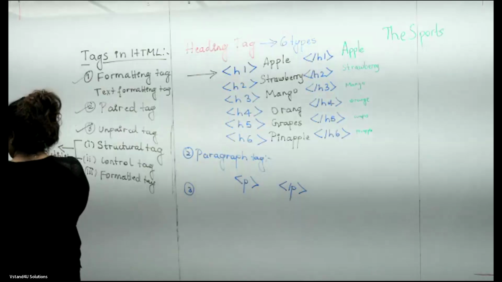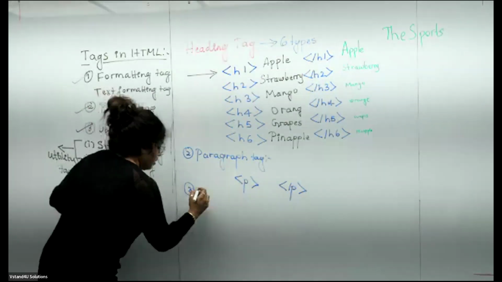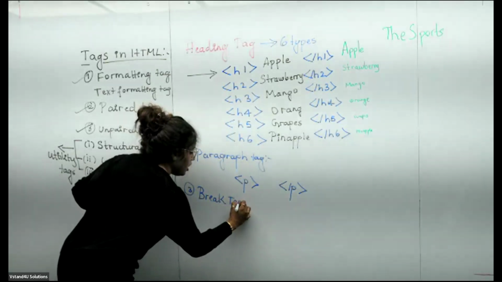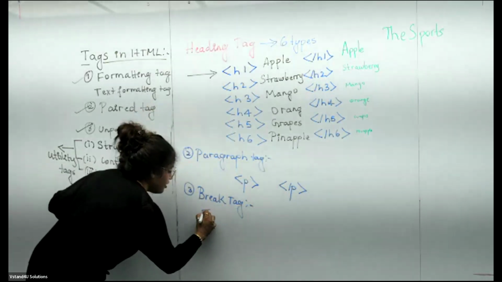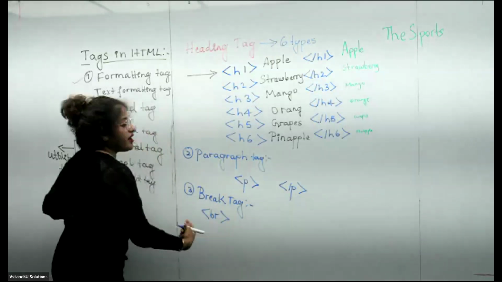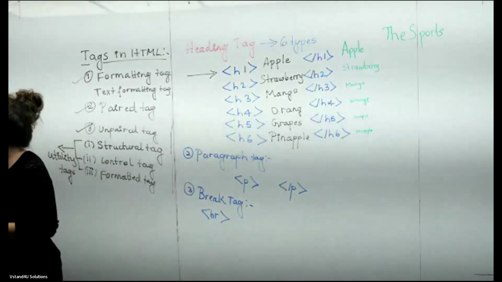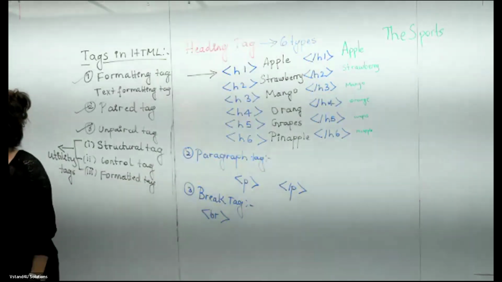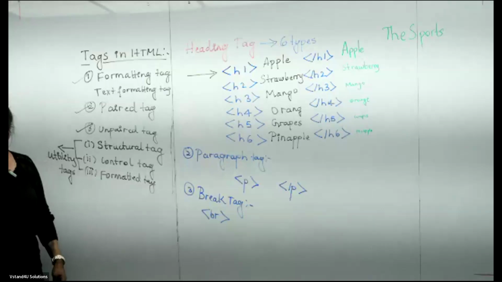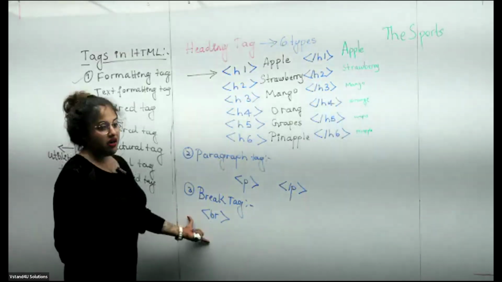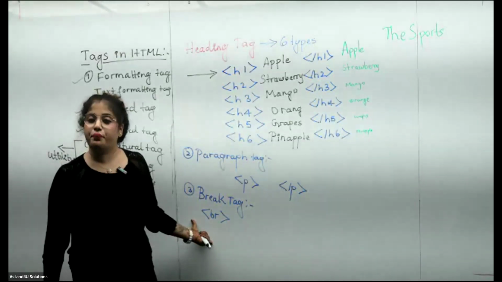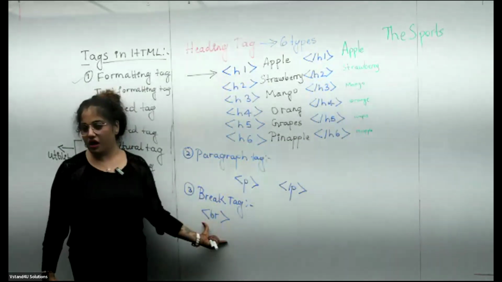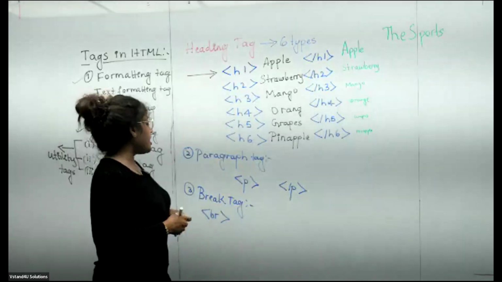What is the next type of tag? What tag is this? How will you represent this break tag? BR. Why is this break tag used? Online students, why is this break tag used? Someone also has a favorite fruit called banana. Wow. Okay. You have a break tag, and I will represent this break tag by using the tag name BR.